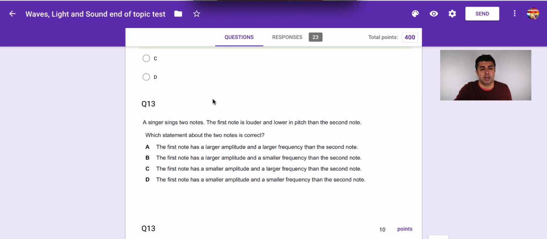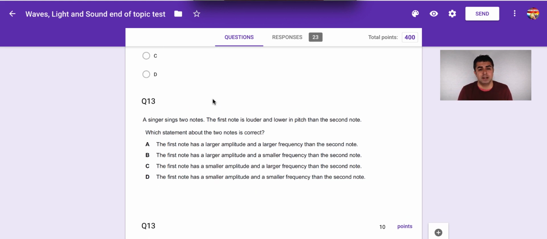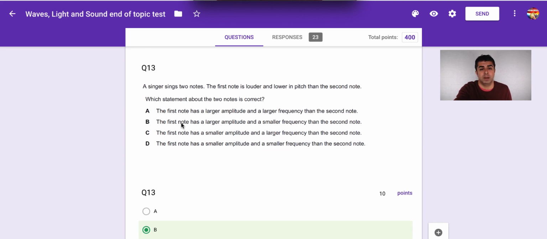Question number 13. A singer sings two notes. The first note is louder and lower in pitch than the second note. So louder, bigger amplitude, lower in pitch, smaller frequency. So which statement about the two notes is correct? Well, if you're comparing them, the first note has a larger amplitude and a smaller frequency than the second note. The answer is B for ball.